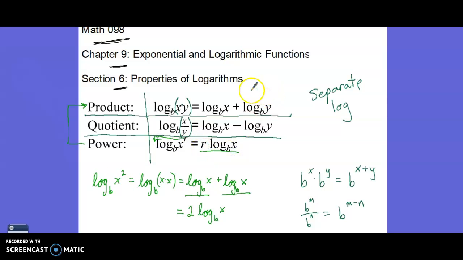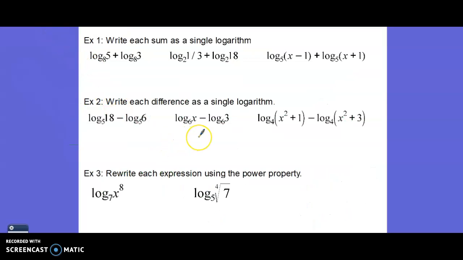And at some point, you'll probably use these so much that it'll become second nature, and you won't even think about why these rules are true. You just know that they are, and you just keep doing them. So by the way, we sometimes separate logs this way, and sometimes we join them together into a single logarithm. So let's look at some examples.